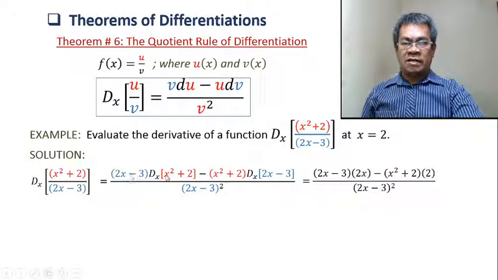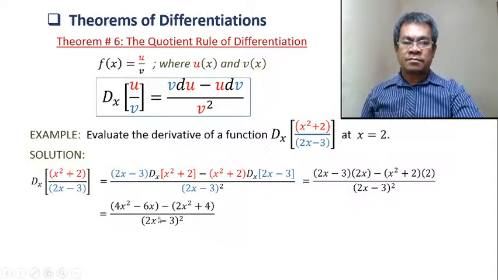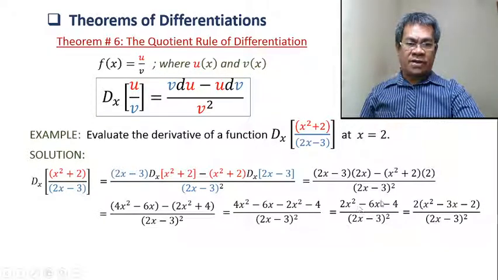This one is copied. So this is 2x, and this one is 0. Take note. And this one is copied, this is x squared plus 2, and the derivative here is 2, and this is 0. So therefore, distribute. This becomes 4x squared, and this is minus 6x, and this one is 2x squared, then 4. Remove the grouping symbols. The numerator becomes 4x squared minus 6x minus 2x squared minus 4. Then you can combine this one, which becomes 6. So then we can factor out 2.